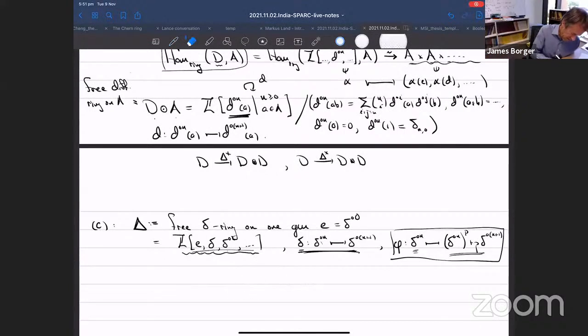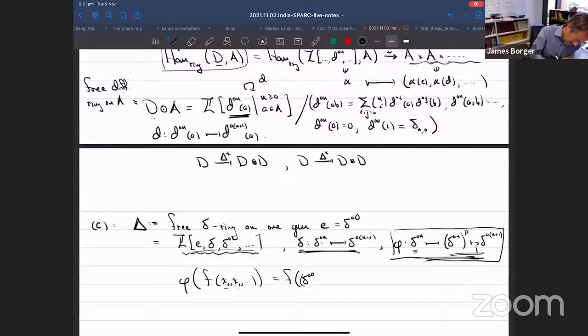No, it won't be so bad for phi for delta. So phi of a general polynomial, maybe I'll call the variables x's, you just substitute in these right here. So it would just be f of delta 0 to the p plus p delta 1, comma, delta 1 to the p plus p delta 2, and so on.